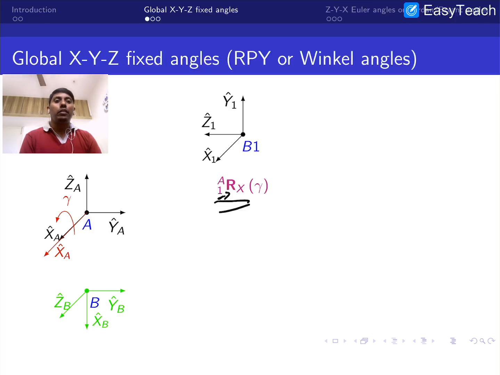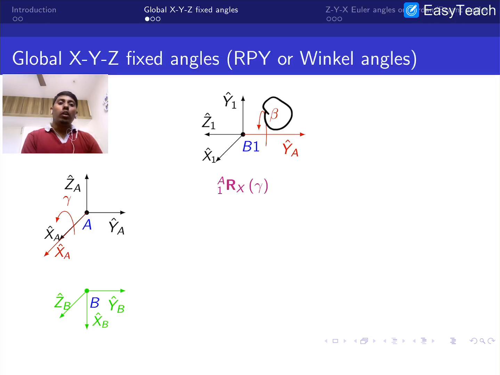The second operation, what? This is a global fixed angle, right? So then what would be the second axis rotation? I have to take this YA as the fixed axis. So with respect to it, I am rotating. For that, I am bringing the Y axis here, and I am rotating. Now you can see that it is coming out of this screen. So the beta angle I am rotating.